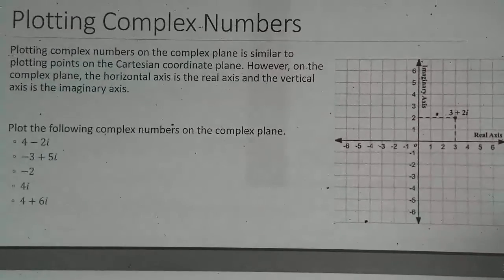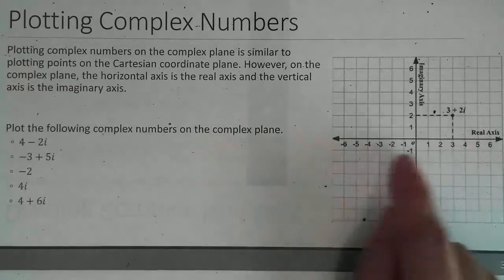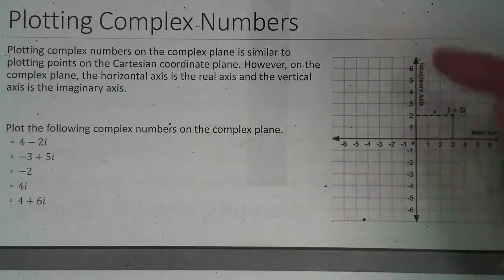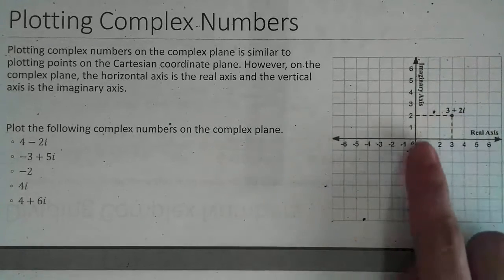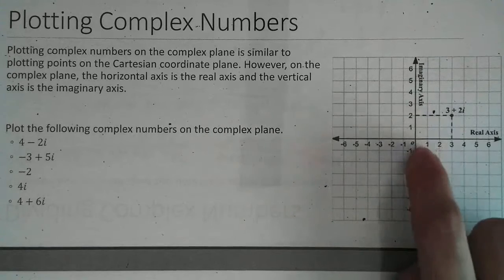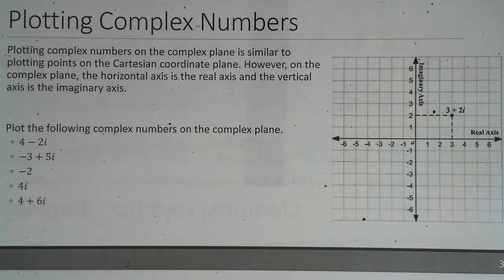So what we're going to do first is plot complex numbers. Plotting complex numbers on the complex plane is very similar to plotting points on the Cartesian coordinate plane. However, what makes plotting these complex numbers different is actually our axes. Instead of having what we call an x and a y axis, we have a real axis and an imaginary axis. So you can see this number plotted here is 3 plus 2i. You find 3 on the real axis, 2 on the imaginary axis, and where they meet is 3 plus 2i.